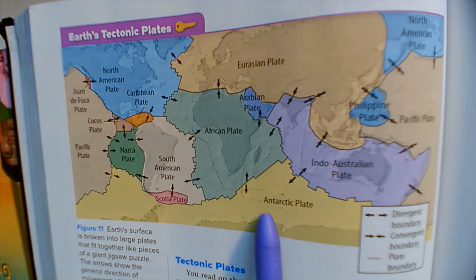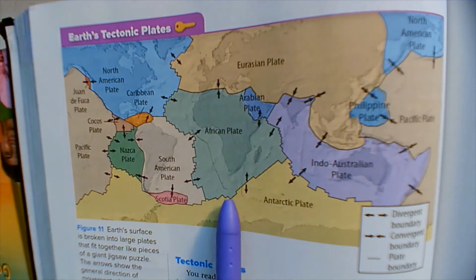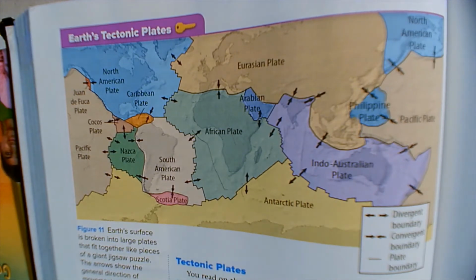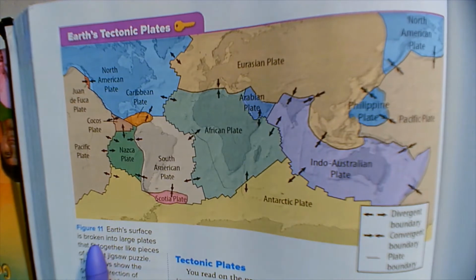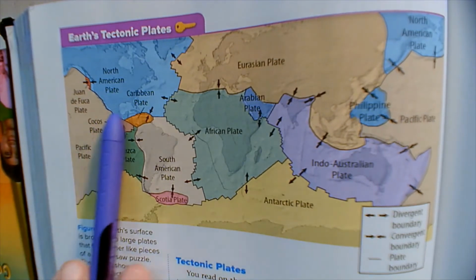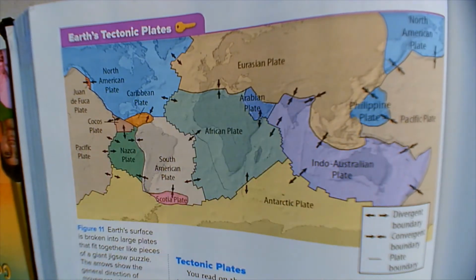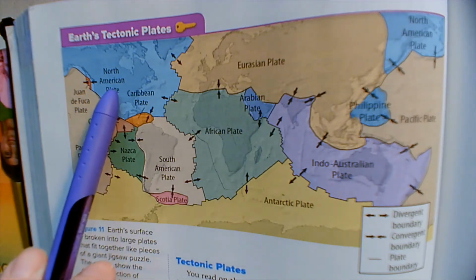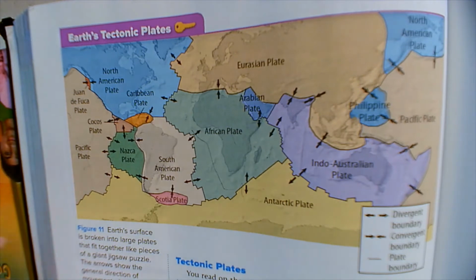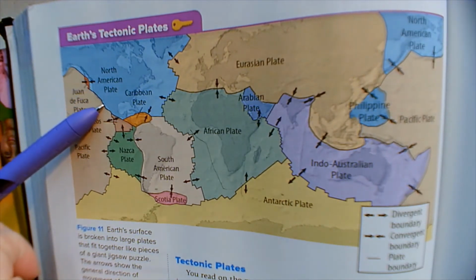And just in general, the plate boundaries could also be a transform boundary, where they're sliding past each other. Okay, so we can see there's a lot of different plates. Let's find us. Where are we? Well, we are on the North American plate, and so this is the edge of California.